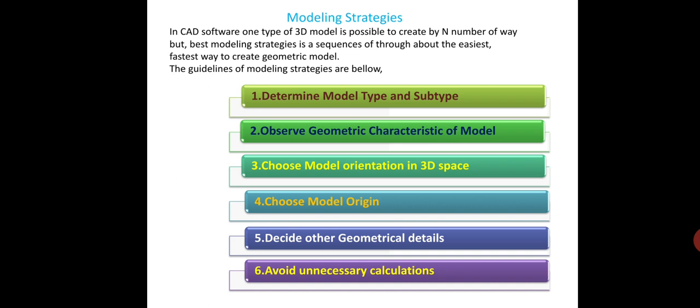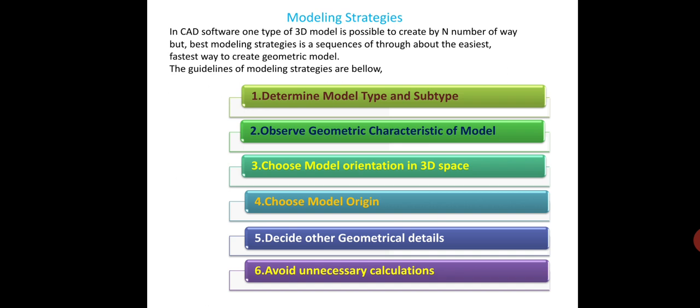First is to determine the model type and subtype. In this, we have to see whether it is 2.5 dimensional or 3 dimensional. If it is 2.5 dimensional, then within the 2.5 dimensional type, is it extrusion, axisymmetric, or composite? A large percentage of engineering parts fall into the 2.5 dimensional group.